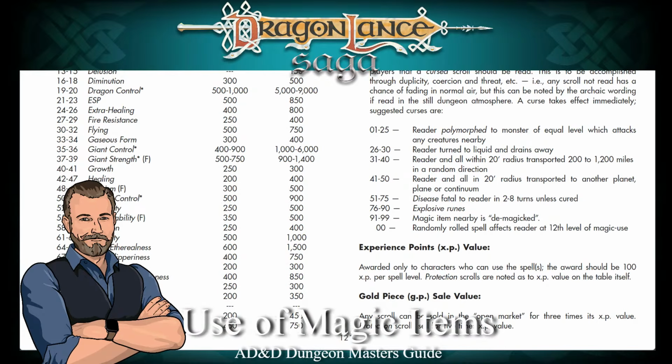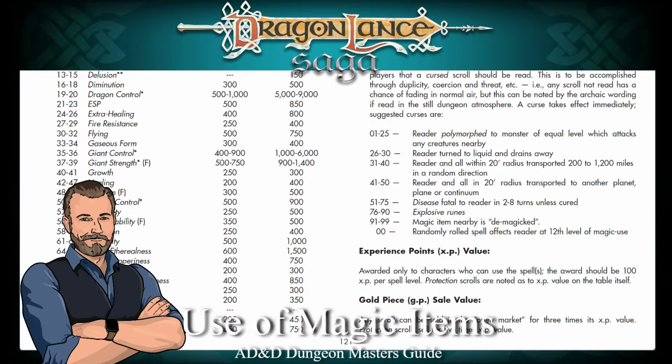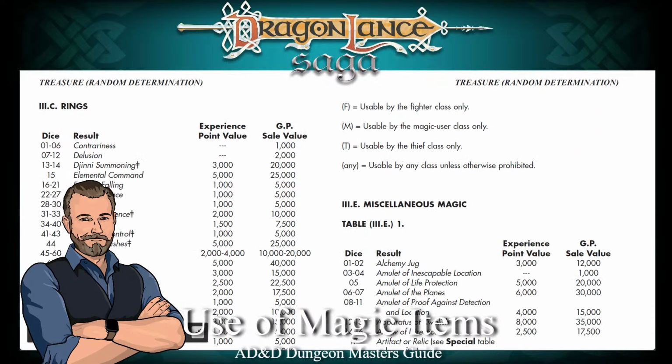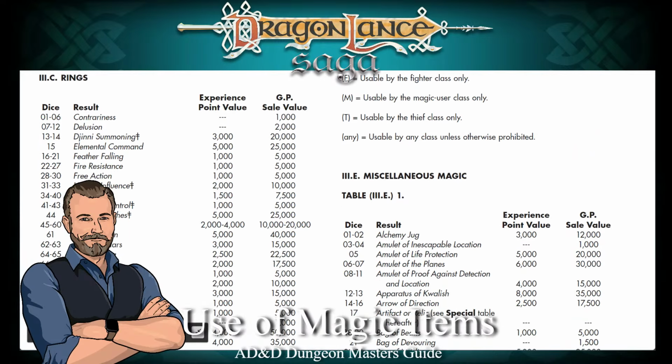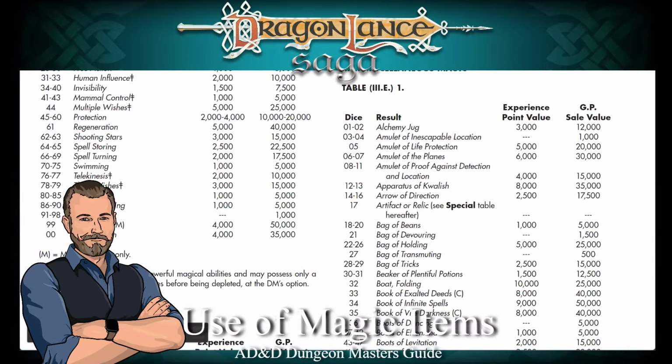Experience points values. Award only to characters who can use the spells. The award should be 100 XP per spell level. Protection scrolls are noted as to XP value on the table itself. Gold piece sale value. Any scroll can be sold to the open market for 3 times its XP value. Protection scrolls for 5 times XP value. Dope. We got a whole bunch of rings here.